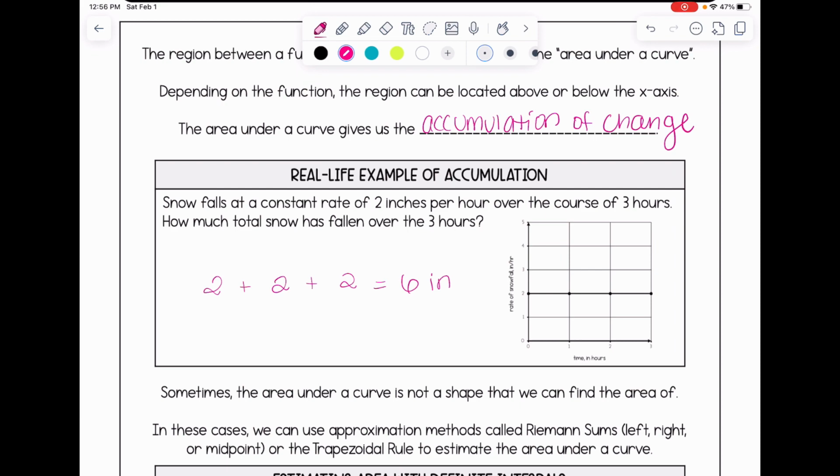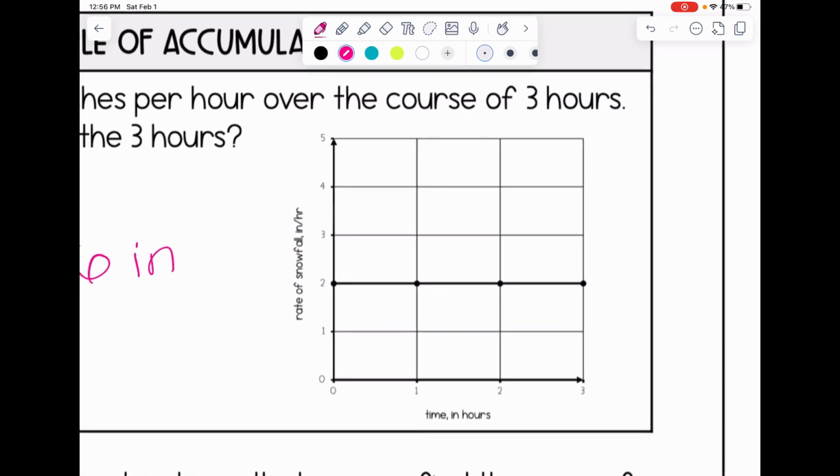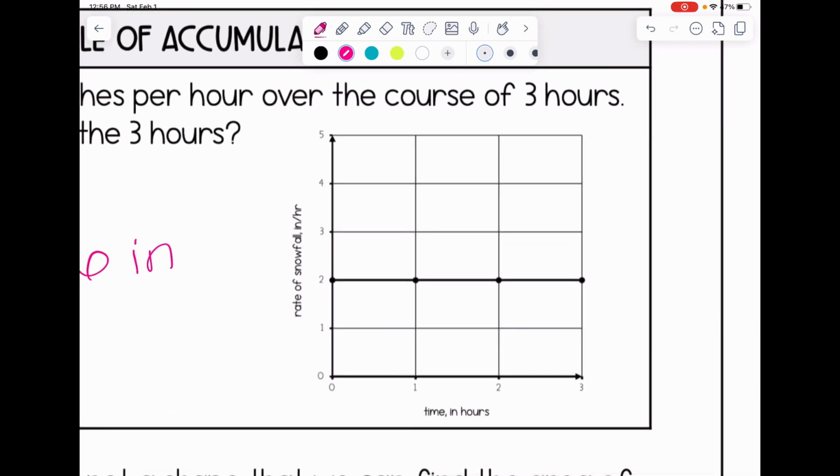But if we look at this in terms of a graph, this graph shows the rate of snowfall in inches per hour and time in hours. So if I start to look at that region, we can see from 0 to 1, okay, the area of that region is 2, right? If we look at it, that's a rectangle. The base is 1, the height is 2, so area is 2.